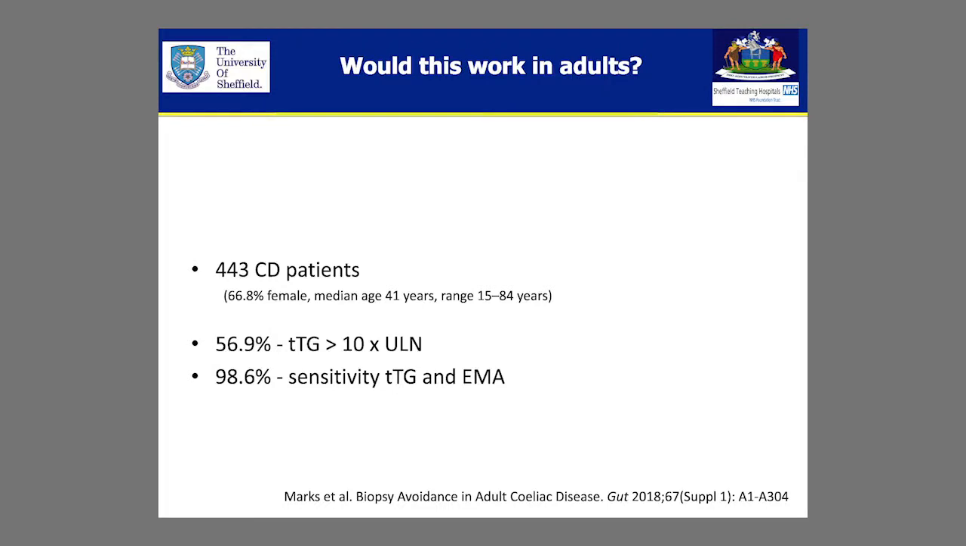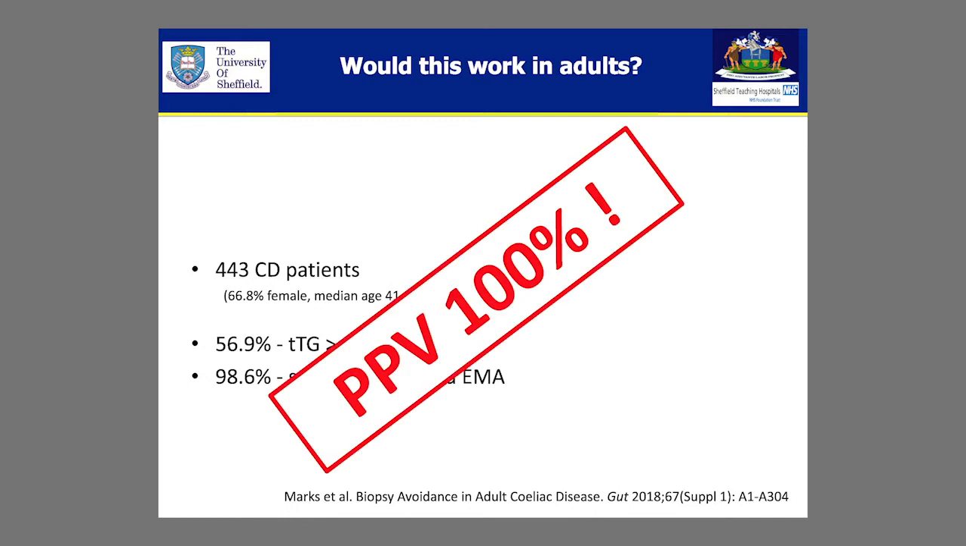So the question is, does this actually work in adults like it does in children? This is some of our data here from Sheffield, where we looked at newly diagnosed adult patients with celiac disease. And the interesting point from this study is that if we used high TTG values, so more than 10 times the upper limit of normal, the pickup rate for villus atrophy, or changes suggestive of celiac disease, was 100%. From this data, this is quite compelling to suggest that maybe some adults actually don't need biopsies.